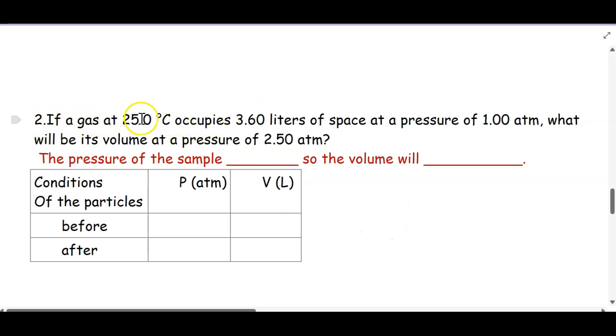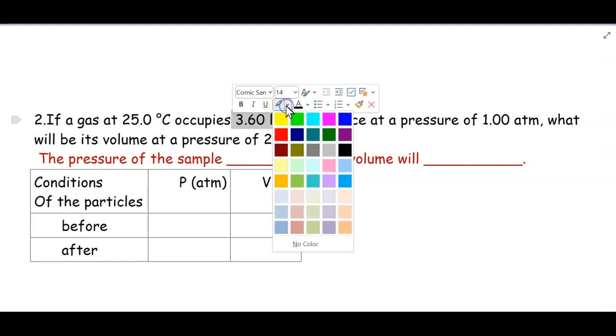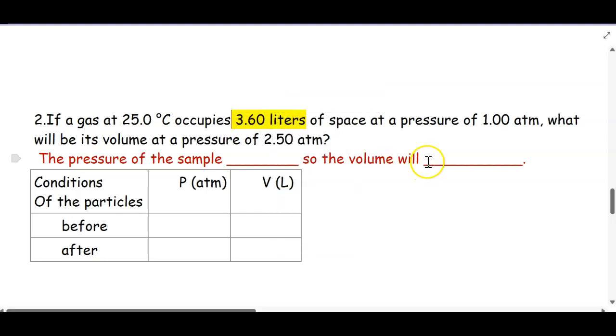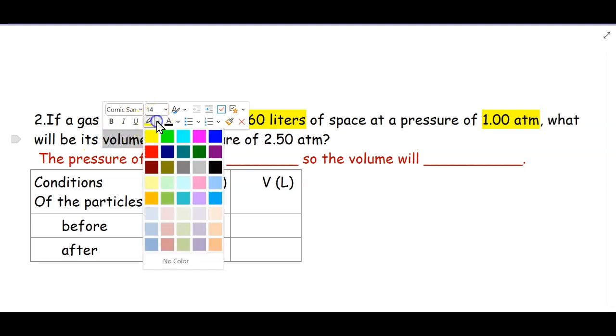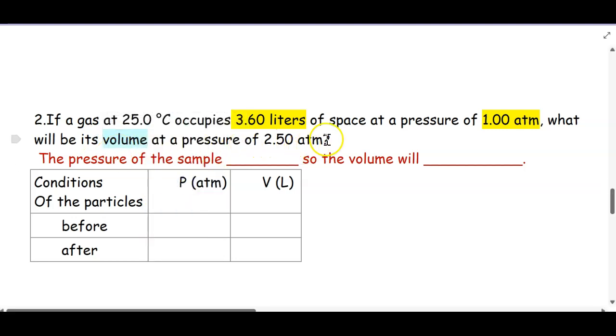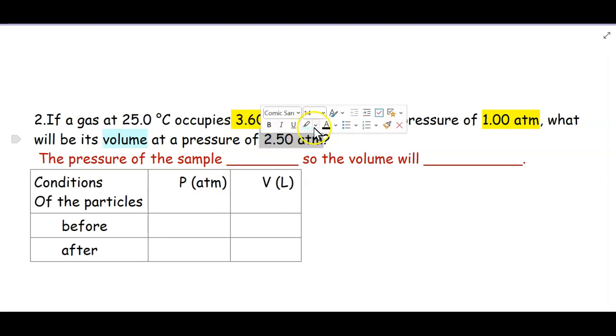So it's telling us that a gas at 25 degrees Celsius, this is room temperature, takes up 3.60 liters of space. All right. And the pressure at that point is 1.00 atmosphere. So now we have V1 and P1. Now it says what will be its new volume. So that's what we won't know, right? At a pressure when it's 2.50 atmospheres.